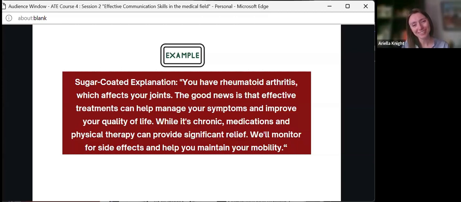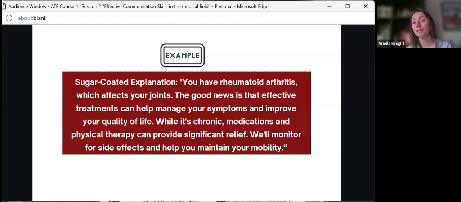What do you think? Do you think it is fair to say something so positively when it's a really tough condition, or do you think it is nice to sugarcoat? Do you like the sugar-coated or do you like the medical? Tell me in the chat. I'm interested to hear your opinion.